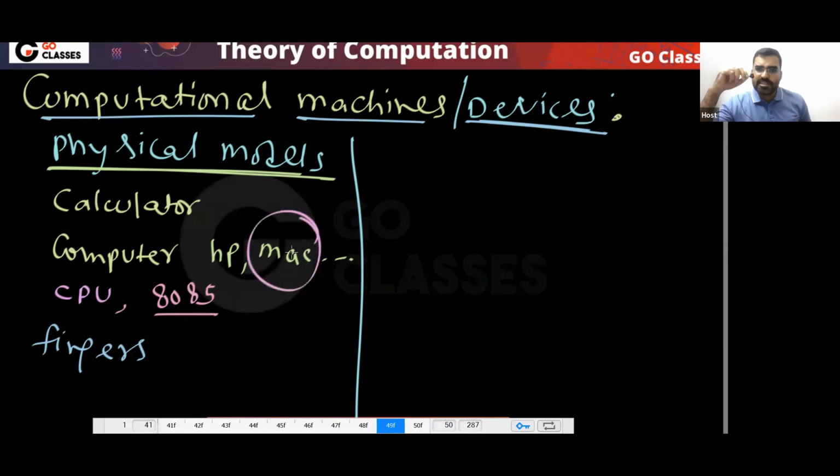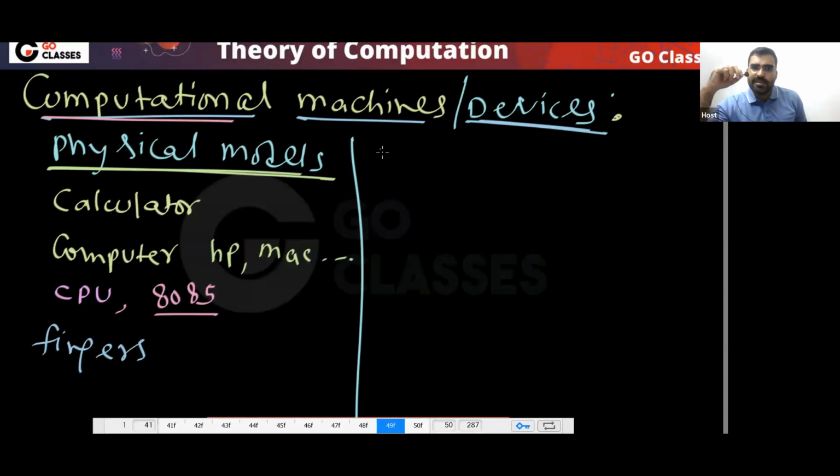Because remember, if you study this, then what is the problem? The problem is this. The limitation of Mac may not be the limitation of HP. Yes or no? If this Mac has some limitation, then that may not be the limitation of HP. The limitation of one device may not be the limitation of another device. So if you want to study the limitation of computational devices, then you should study some theoretical devices. Okay, is this motivation clear?